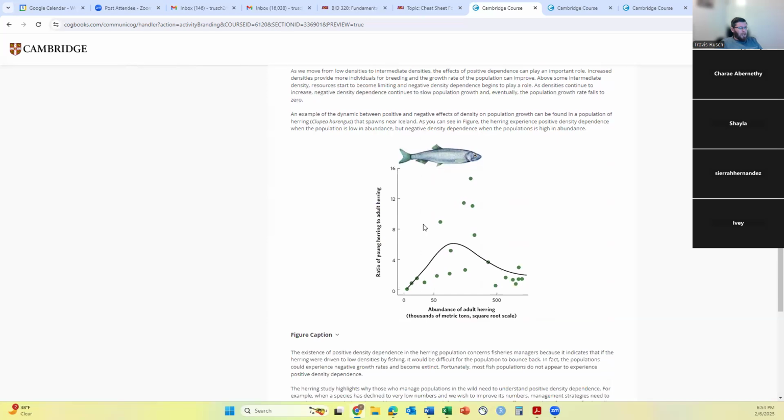This is just a real life example with fish, showing how initially it increases and then eventually will switch to negative density dependence.